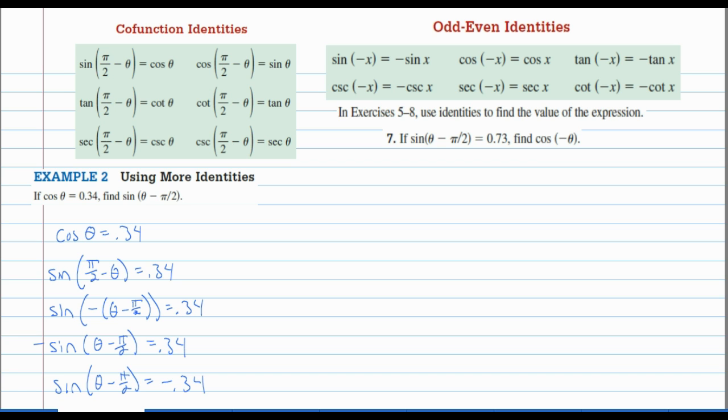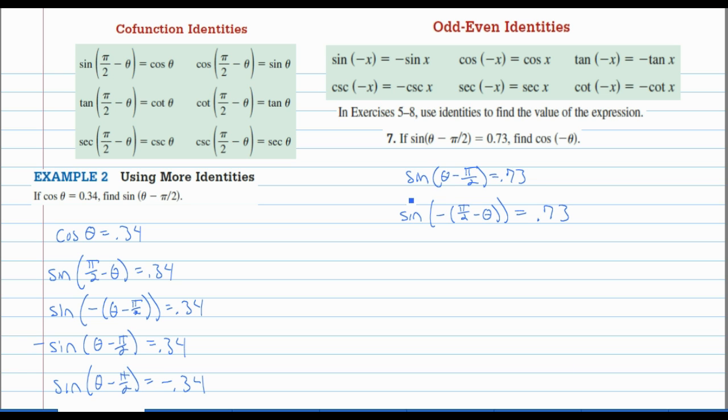Now the try problem, example 7, gives me the sine of theta minus pi over 2 equals 0.73. And we're trying to find the cosine of negative theta. Well, let's see. My cofunction identity shows me that the sine of pi over 2 minus theta is cosine of theta, not theta minus pi over 2. Otherwise, I could just rewrite this as cosine of theta, but unfortunately, I have to do a couple more steps here. So I'm going to factor out a negative sign on the inside, which will make this a positive pi over 2 minus theta on the inside of my sine function.